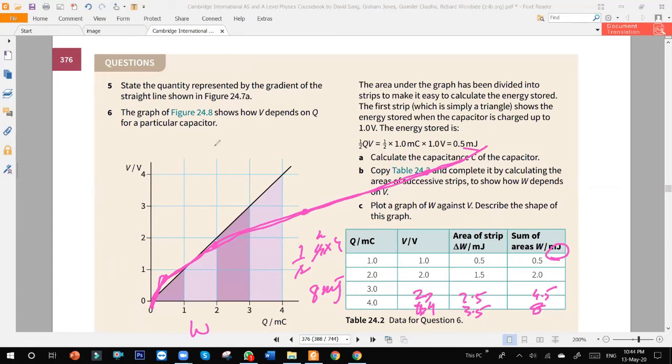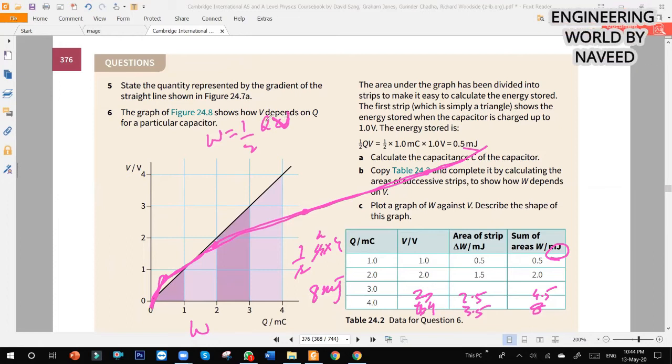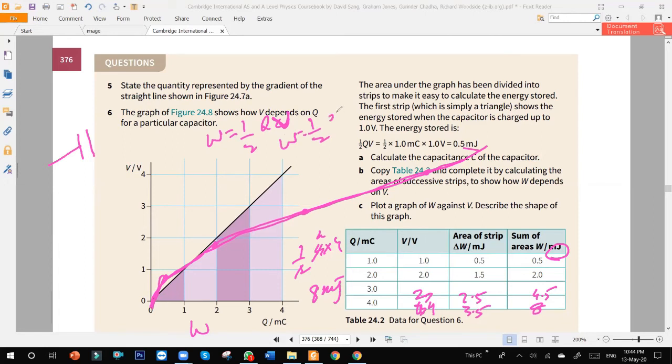So actually your formula is W = 1/2 QV, and Q is charge, which is different at different intervals of time, and V is also different. So if I use this formula, W = 1/2 CV², then in this case W is directly proportional to V². So if you check this graph, W is directly proportional to V².